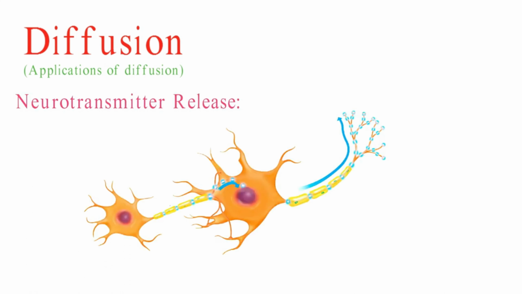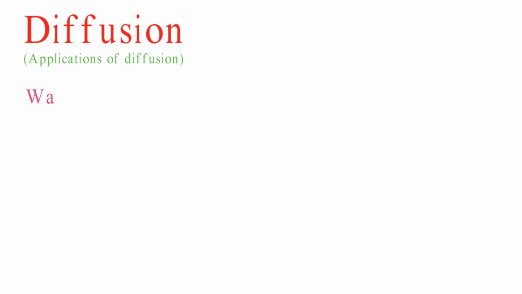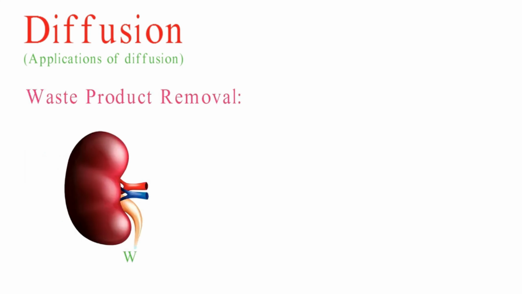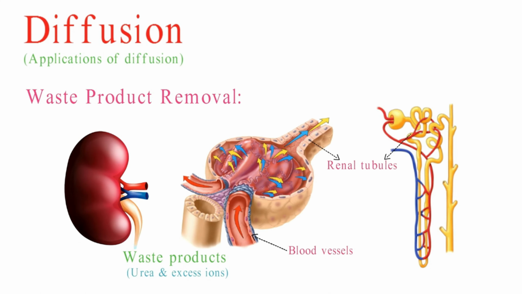In nerve cells, neurotransmitters are released from vesicles in response to an electrical signal. These neurotransmitters diffuse across a synapse to bind with receptors on the receiving cell, transmitting nerve impulses. In the kidney, waste products like urea and excess ions diffuse from the blood into the renal tubules, where they are eventually excreted as urine.